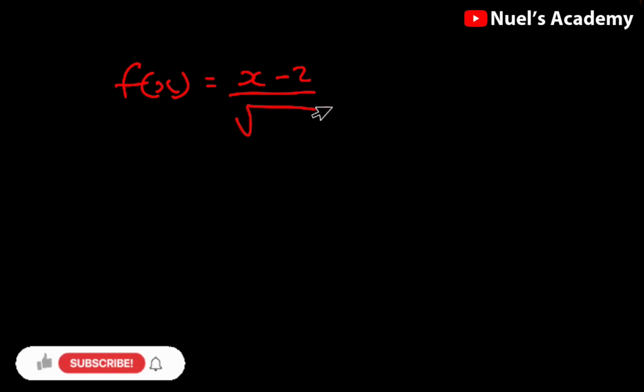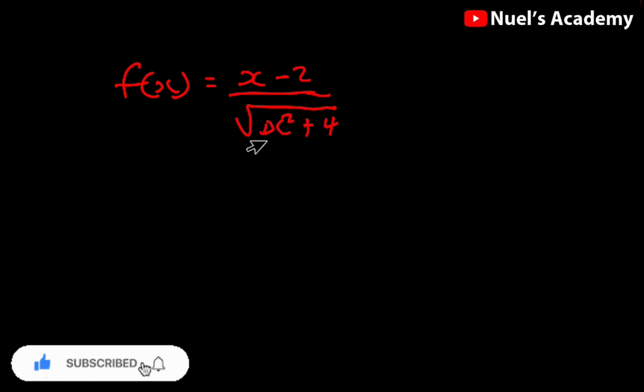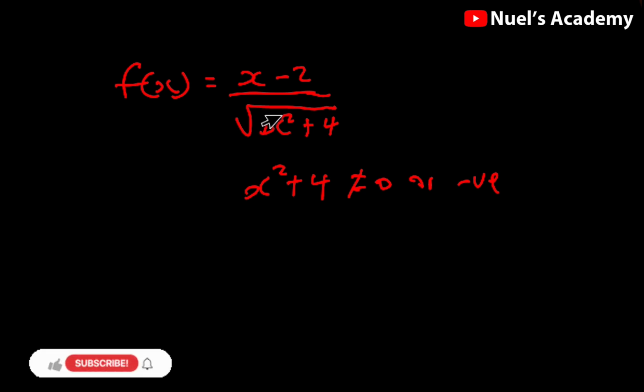We are still in radical functions. Let's discuss f of x is equal to x minus 2 over the square root of x squared plus 4. Now, if you look at this question clearly, you see that in this square root, x squared plus 4, there is no number that you plug in that will give you a negative number or 0. Any number you plug in here cannot give you 0 or a negative number. So we don't have a problem with the denominator of this question.